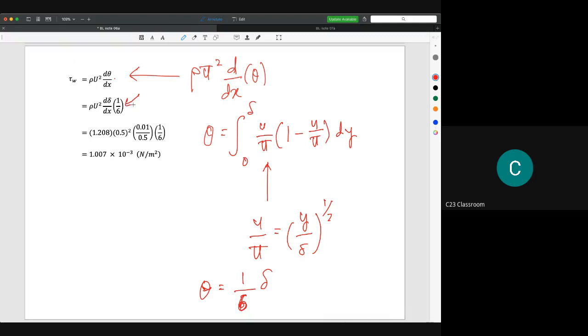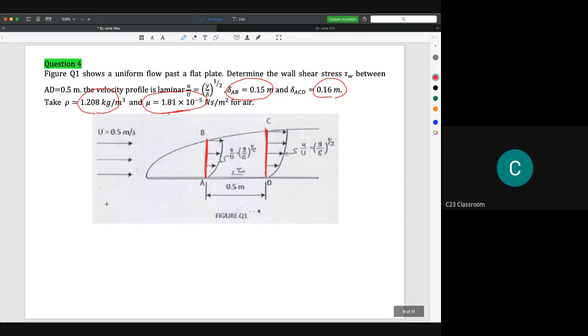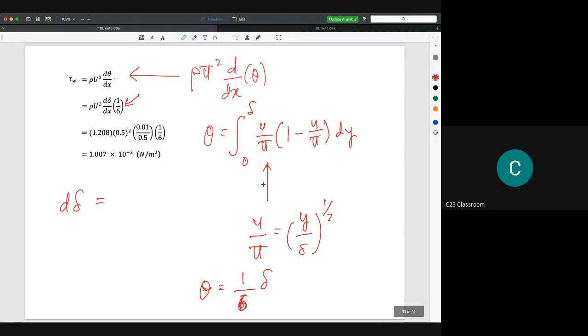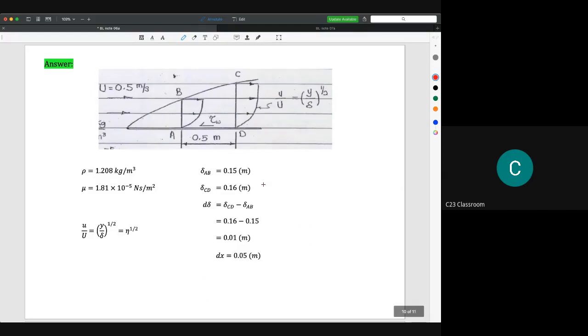Okay, for this term, we don't need to integrate it because we need to answer based on the diagram that we have. So the d delta here means the thickness difference. Because the question needs only to calculate the shear stress, not for the whole plate, we need to calculate the shear stress between A and D only, between these 2 points. So d delta here is the thickness difference between those 2 points. So we could say that d delta is delta CD minus delta AB, so it is equal to 0.01 meter.